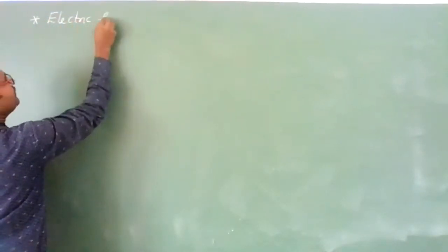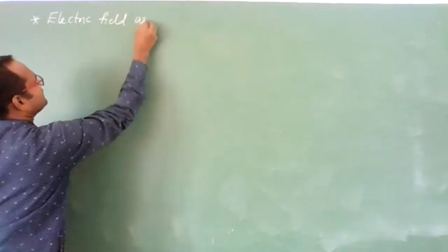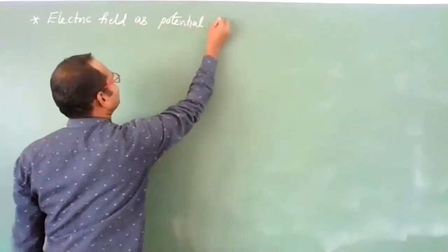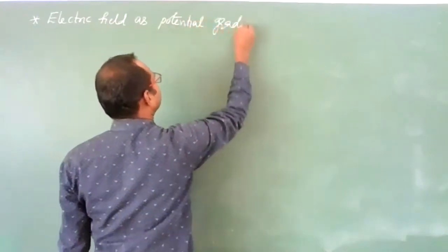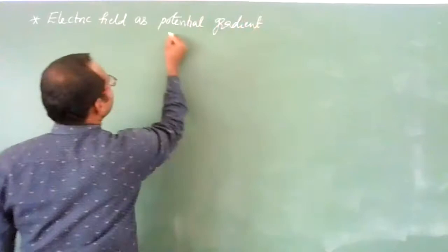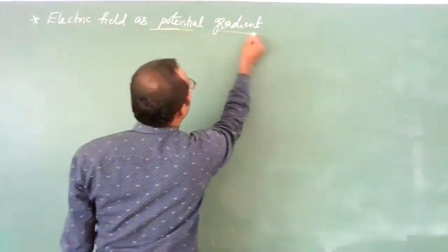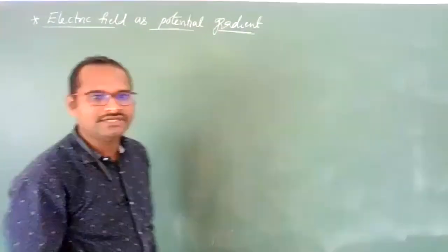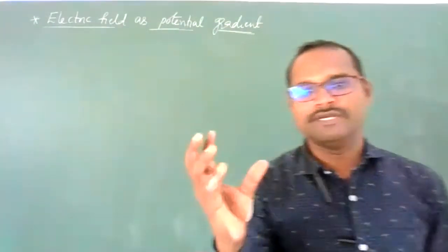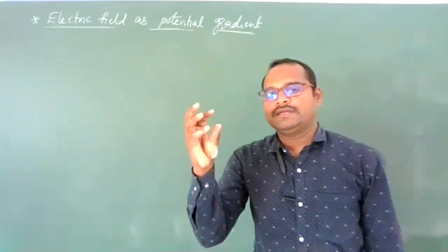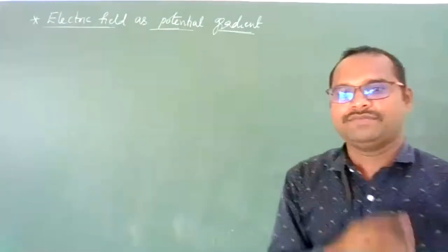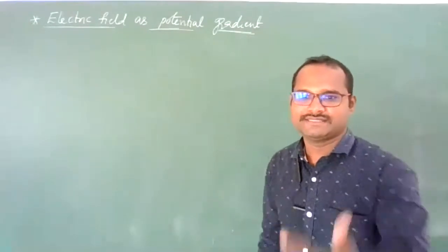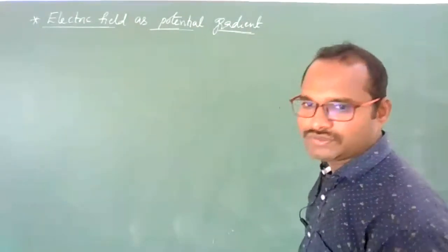Field as potential gradient. Students, already you know about gradient. What is rate and what is gradient? If you take any quantity and divide it with time, you will get rate. If you divide it with the distance, you will call it as gradient, as you know.